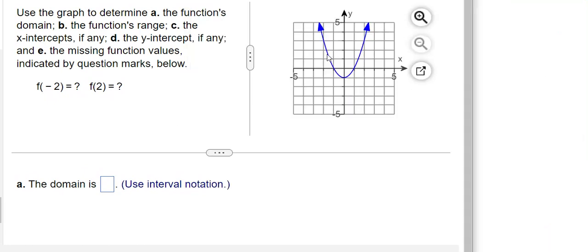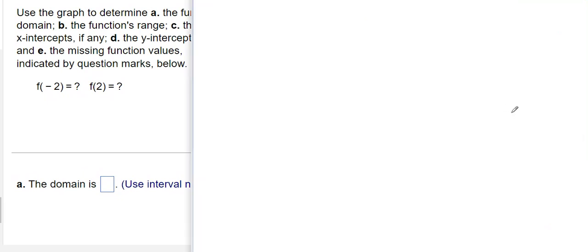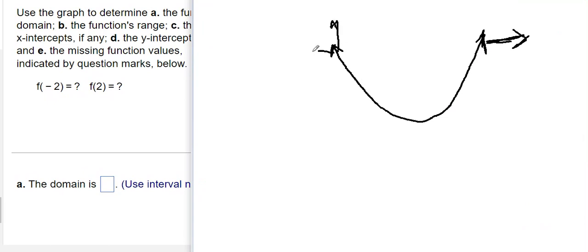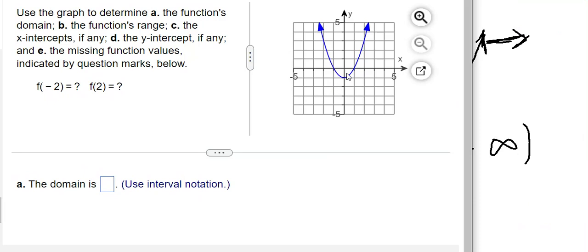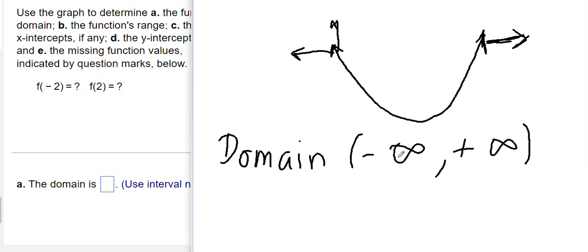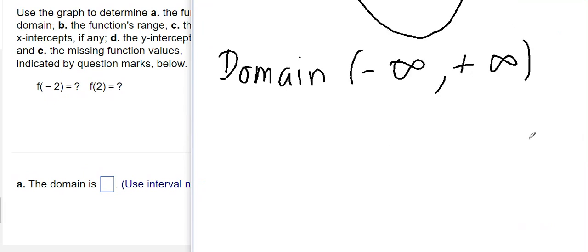Now it looks like it's just going up, but this graph goes like this. And as it goes up, it also spreads out that way. As it goes up, it also spreads out that way. So its domain is going to eventually be negative infinity to positive infinity. Because eventually, as this graph spreads left to right and goes up, it would be going forever to the left and forever to the right.